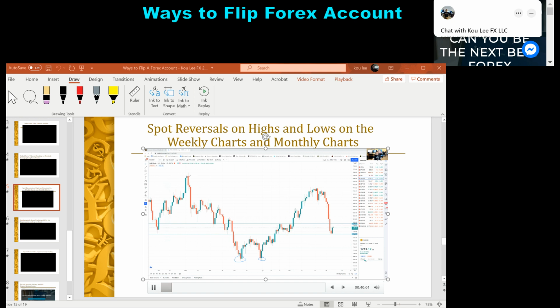They dropped, remember, they dropped gold. Okay, this one that went down, right, from 1960 all the way down to 1670. That's pretty crazy, right? So you're probably wondering, okay, how do I spot reversals?